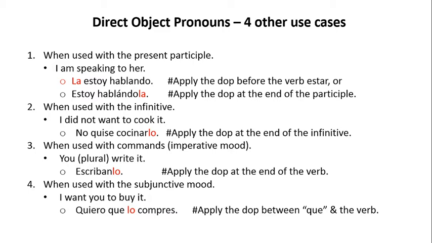Case 3, when used with commands, in particular the imperative mood. You in the plural write it. Escríbanlo. Here you apply the direct object pronoun at the end of the verb. Case 4, when used with a subjunctive mood. For example, I want you to buy it. Quiero que lo compres. You apply the direct object pronoun between que and the verb.